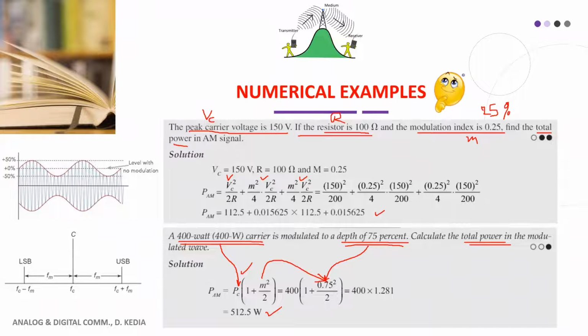So these were some very simple examples to explain the concept of modulation index and the power contained in the AM. Now let us move forward.